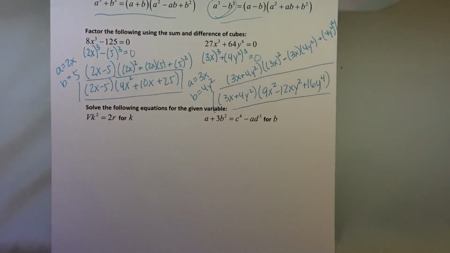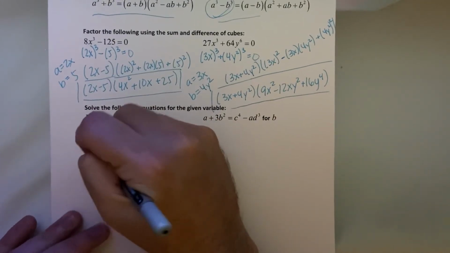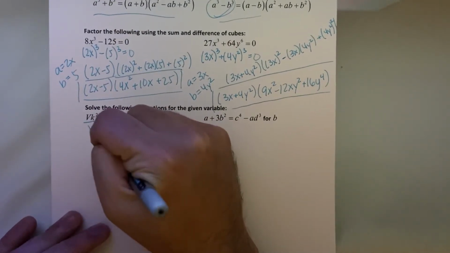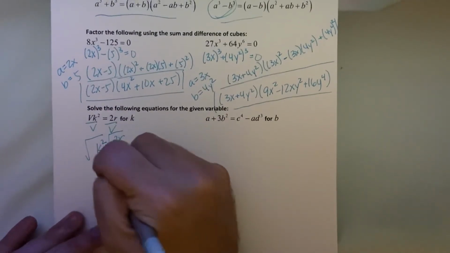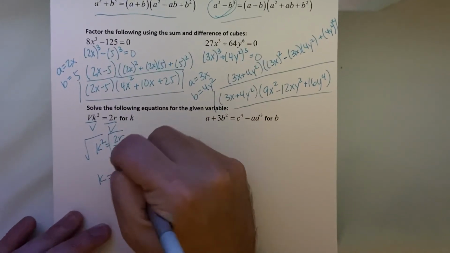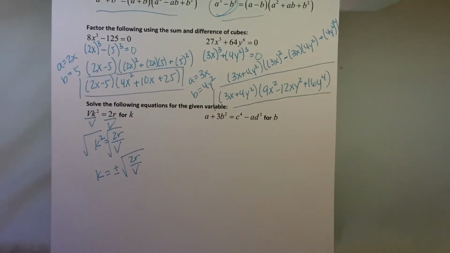Lastly, solving the equations for the given variable. Let's take vk squared equals 2r and solve for k. I need to get k by itself, so I'll divide by v. K squared equals 2r over v. And then take the square root, so k equals plus or minus square root of 2r over v. It's exactly the same thing you would do with numbers, it just feels weird.